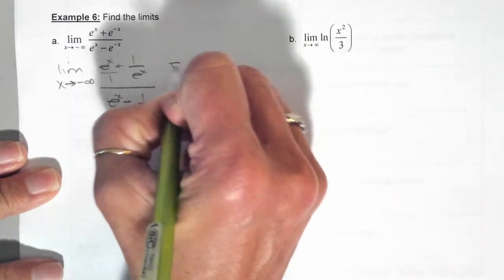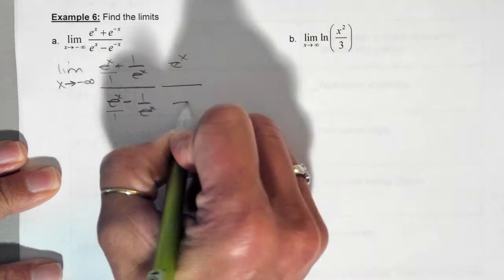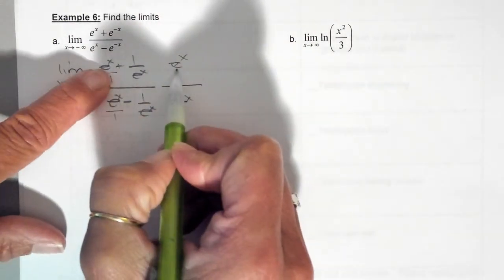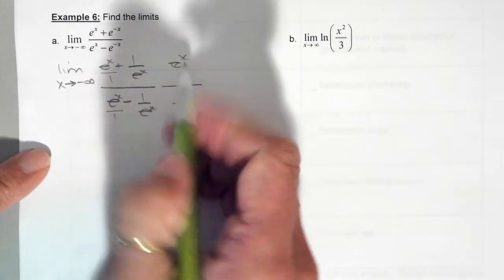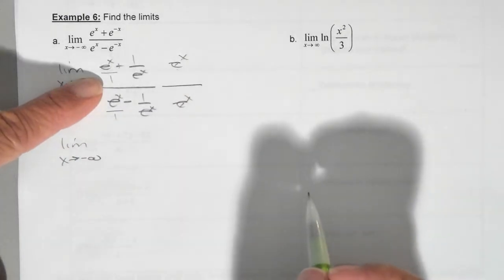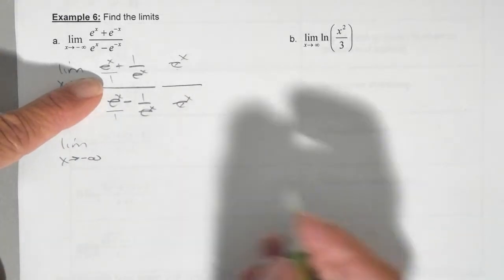Okay. So I have e to the x here over e to the x here. So when I multiply here, my bases are the same. You just told me you add your exponents. So we have the limit as x is approaching negative infinity. What's e to the x times e to the x? E to the 2x.